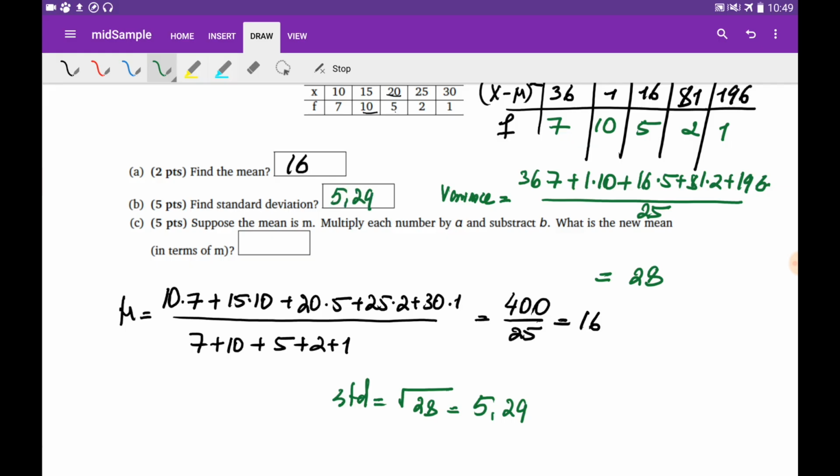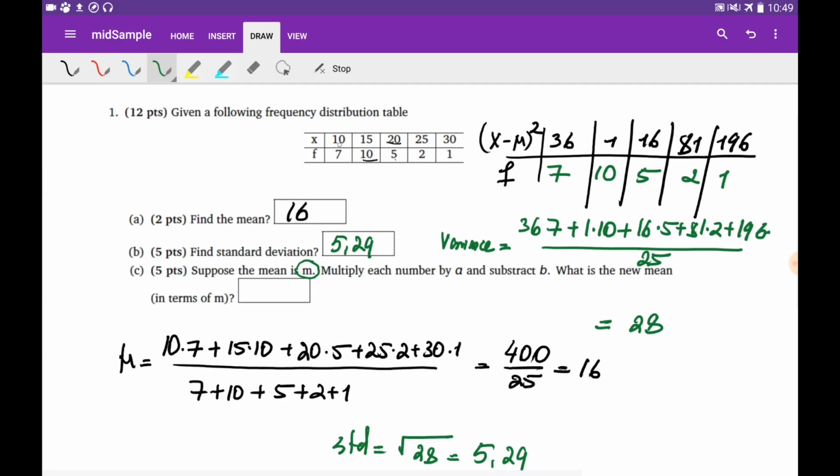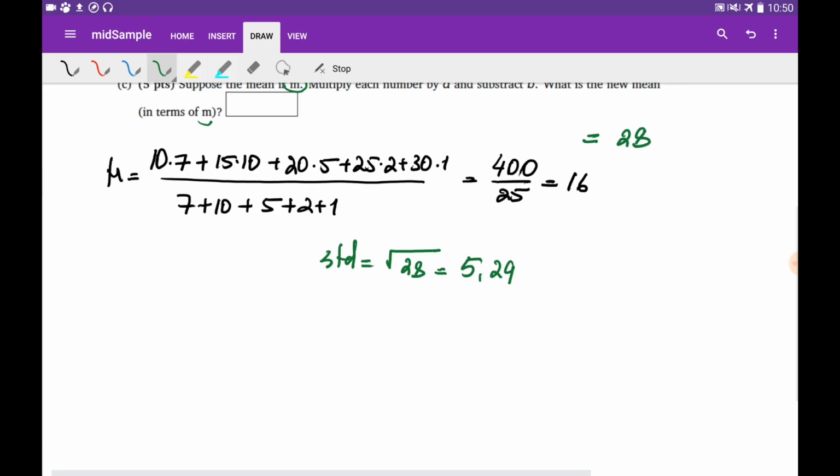So in the last question, we said that if you couldn't find a mean in the first part, let's just suppose that this is some constant m. Multiply each number here by a, and subtract the b from each of the numbers, and find what is the mean in terms of this constant m. So either you can multiply each of the numbers by a and subtract the b, or we can use the formula for the expected value. So let's say we found the expected value of the x is equal to the m, or the mean of the x is equal to the m.